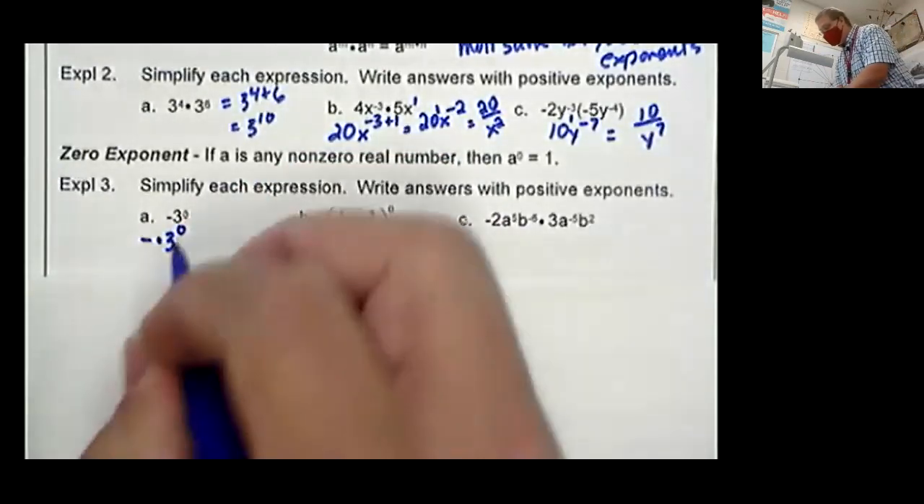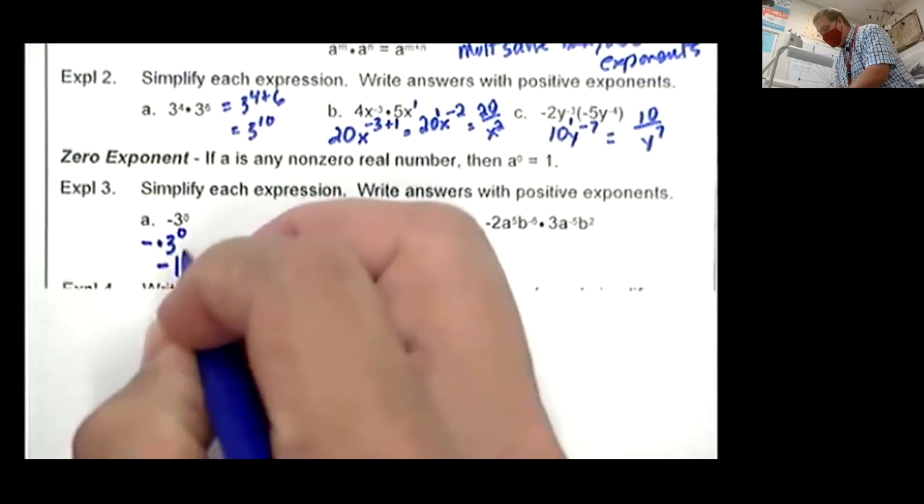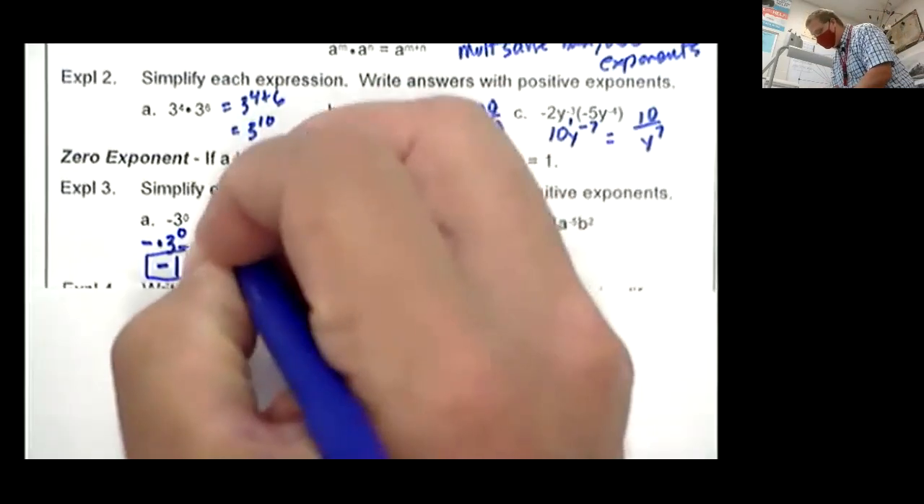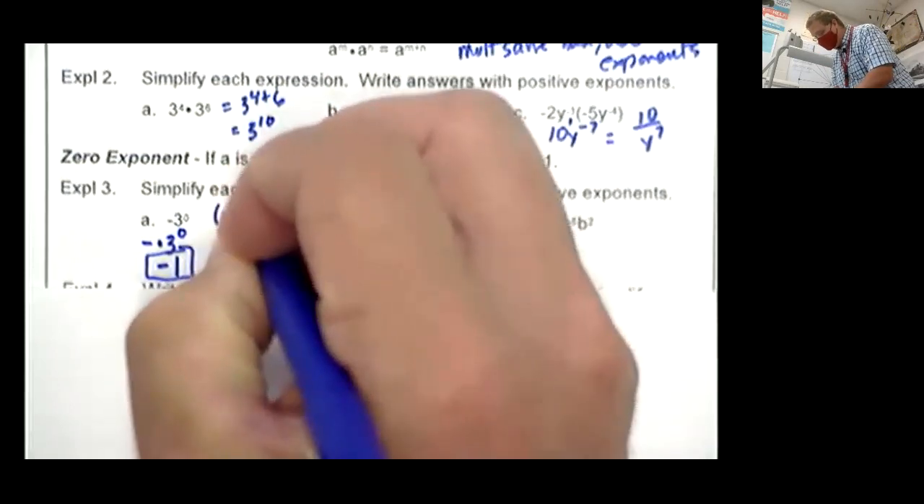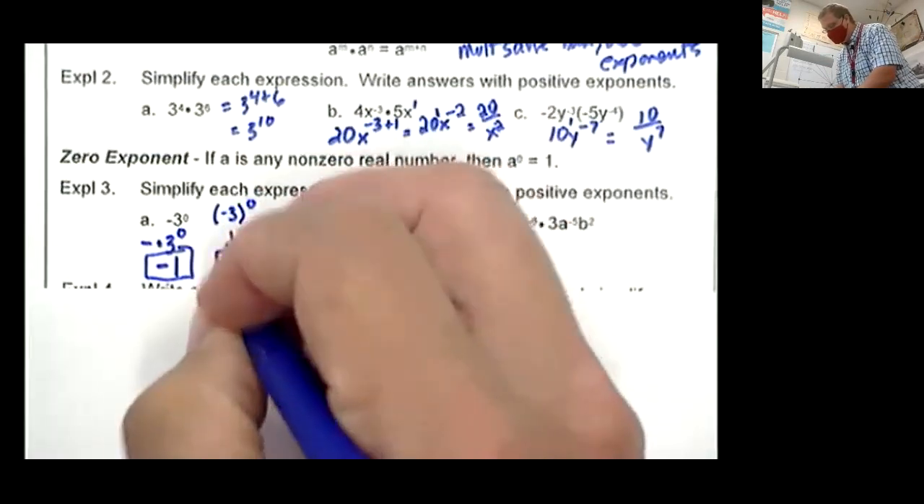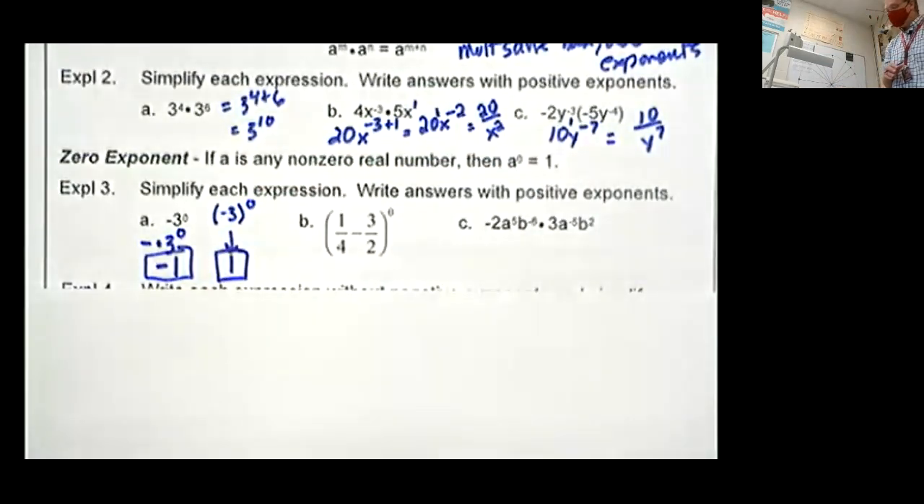So 3 to the 0 is 1. We're left with a negative 1. For that to have all gone to 0, it would have had to have been negative 3 quantity to the 0th power. That would go to a positive 1. Big difference on where the parentheses are.